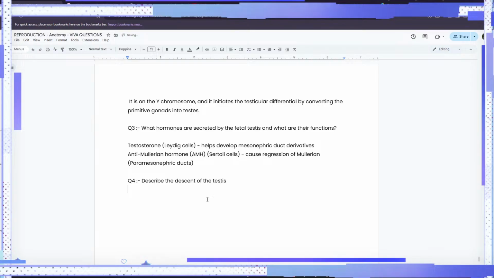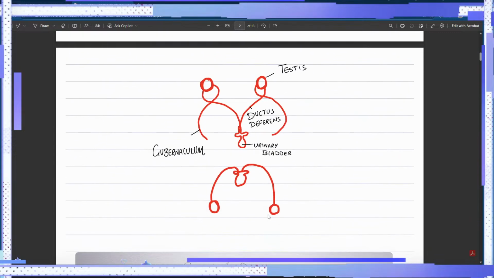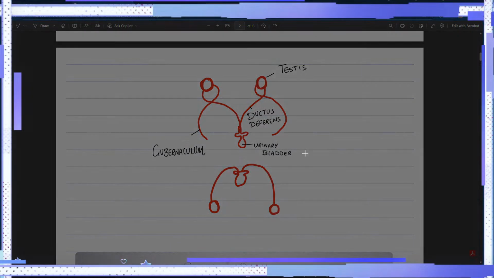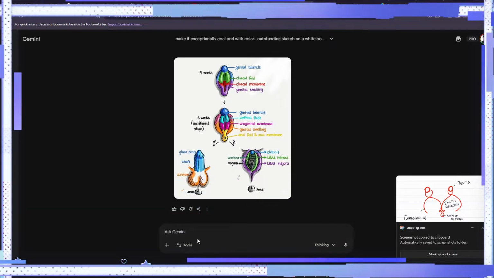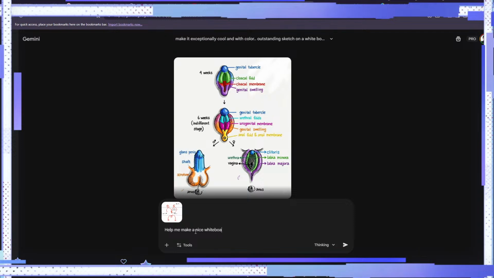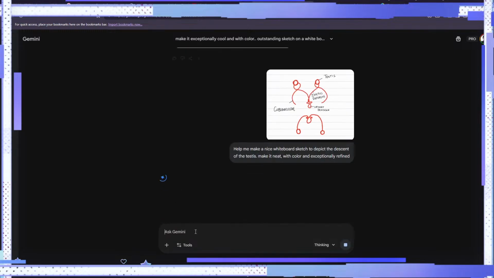Oh, okay. Now I don't think I did this, but I think I should. Do you see this awesome thing? Let's do it. Help me make a nice whiteboard sketch to depict the descent of the testis. Make it neat, with color, and exceptionally refined. Let's see what it comes up with.